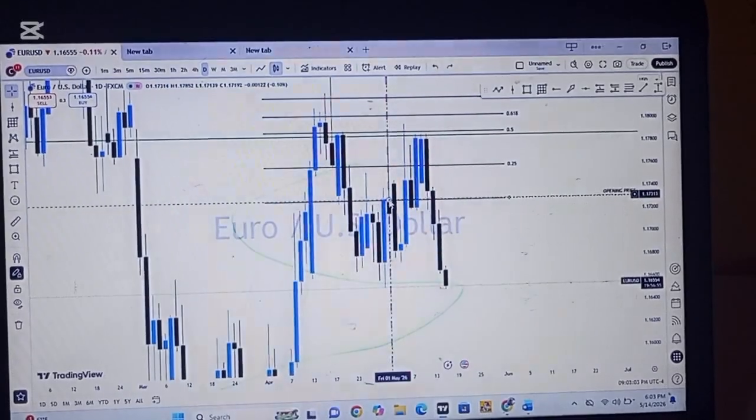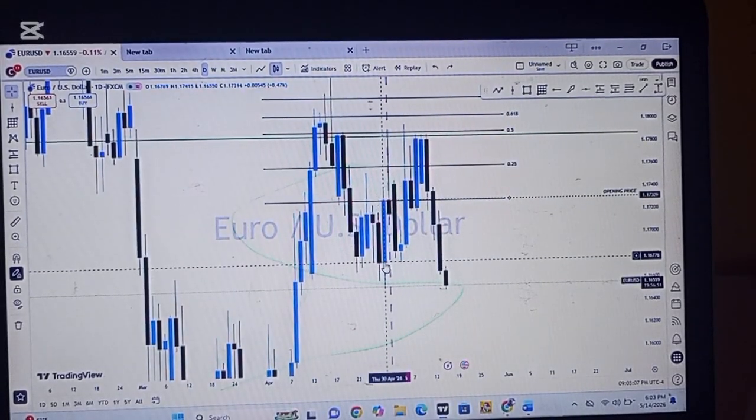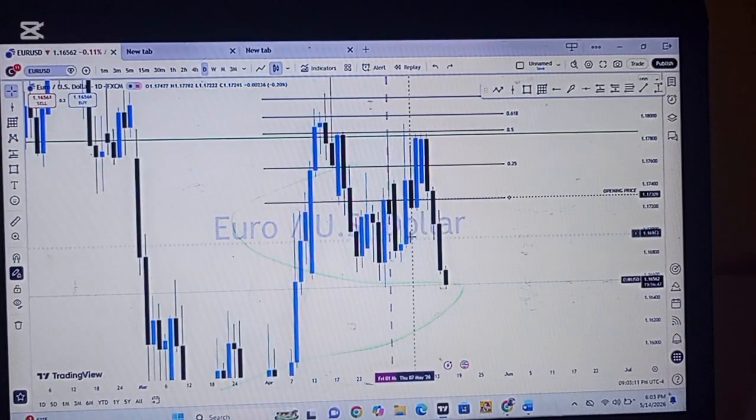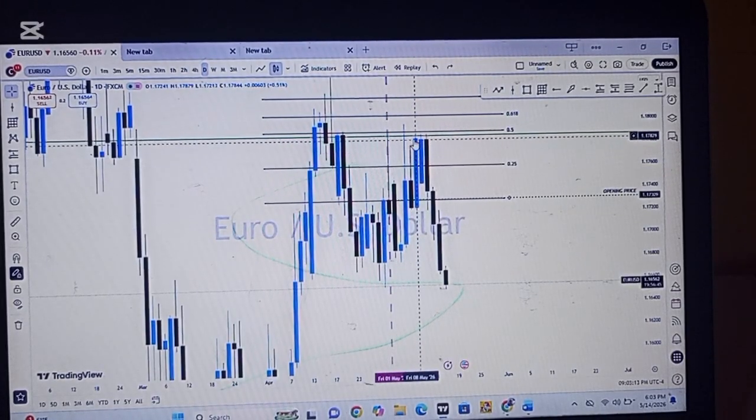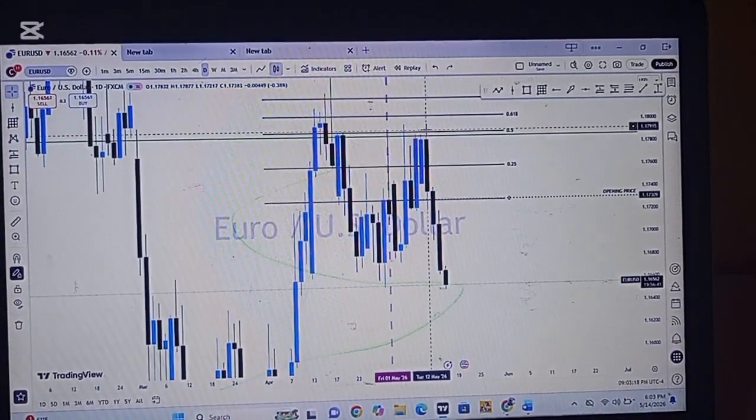We opened here for the month. We manipulated low at this support. You can see that support. That is where I had my previous buys. Then we had NFP. We had NFP here. Then came back.